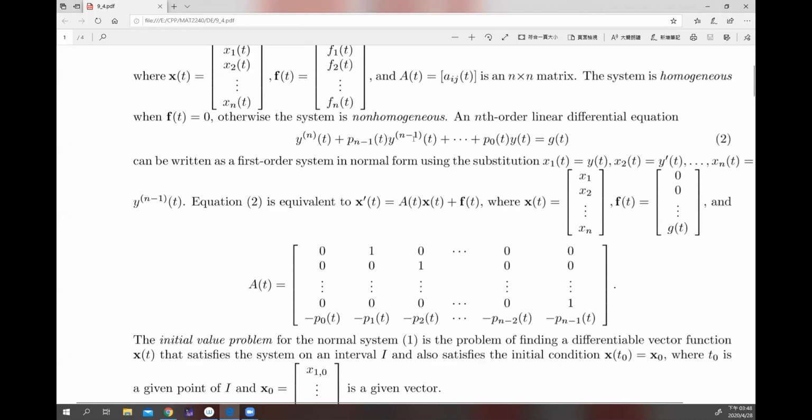Through substitution, we can rewrite that as a system of first order equations, which is here. This is a substitution. So let x1 be equal to y of t, x2 be y prime of t, up to xn be the n minus 1 derivative of y of t. So equation 2 is equivalent to this normal form right here.